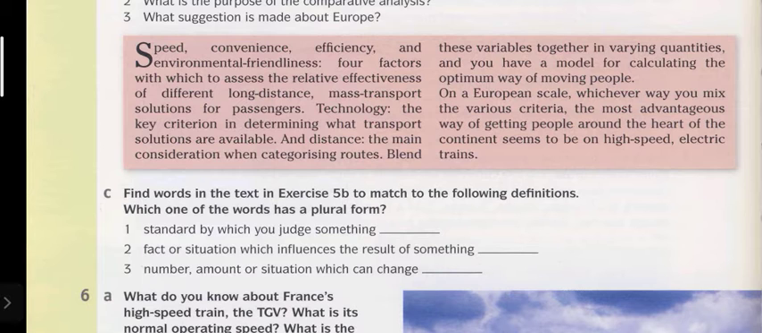Number 1, standard by which you judge something. What is the methodology we use when we come to judge something? I said it is the criteria. No, criterion. Criterion. When we talked about technology, I said technology is the key criterion in determining what transport solutions are available. So the standard by which you judge something is criterion.